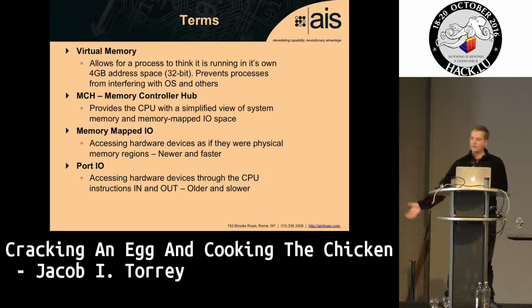So virtual memory, basically it's what allows a process to think it's running on its own, and it prevents other processes from interfering with it or hacking into the OS. The MCH is the memory controller hub. It's like the chip on the system that manages all that memory. Memory mapped I/O is basically a device or device registers that are mapped in as if they were in physical memory. It's newer and faster and better than Port I/O. Port I/O is like the legacy one that CPUs use to be able to communicate with old devices.